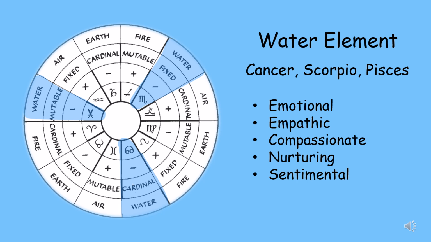The fourth and final element is that of water. The 3 astrological water signs are Cancer, Scorpio, and Pisces. And some of the characteristics of those with a lot of water energy is that they can be very emotional, empathic. They can tend to be very compassionate and caring towards others, nurturing, and sentimental.